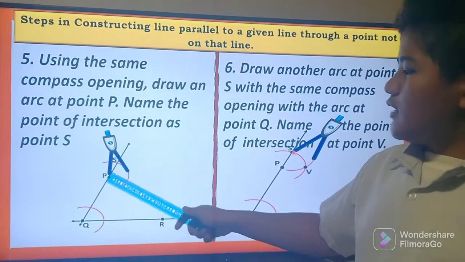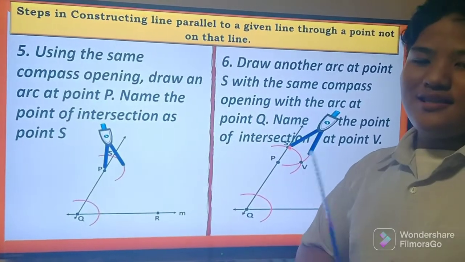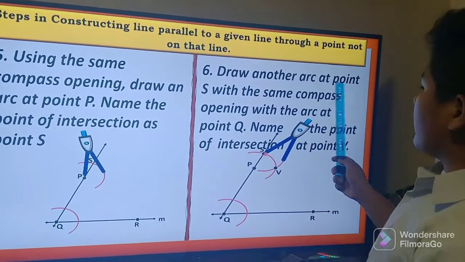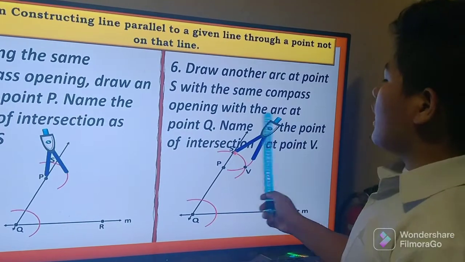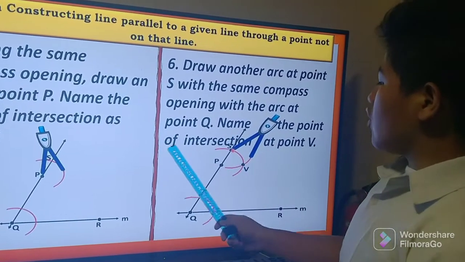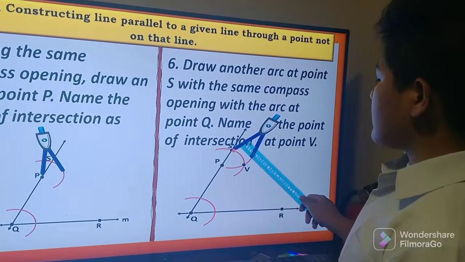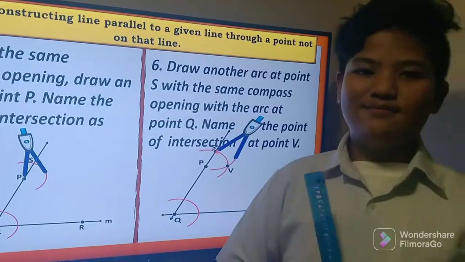Point P. And then draw an arc on point P. So we now have point S. Number 6. Draw another arc at point S with the same compass opening as the arc at point Q. Name the point of intersection as point V. This is point S and then draw an arc. So we now have point V.